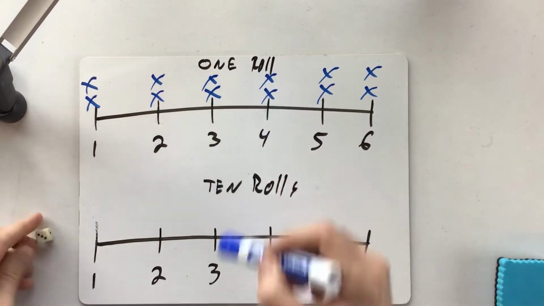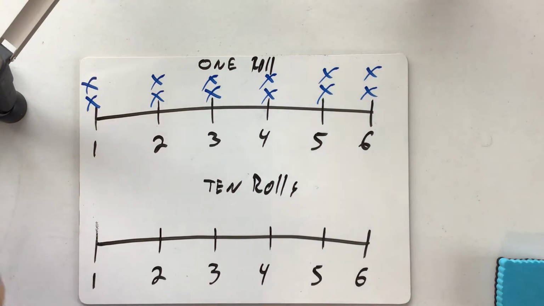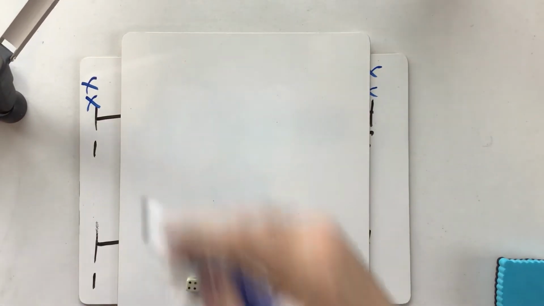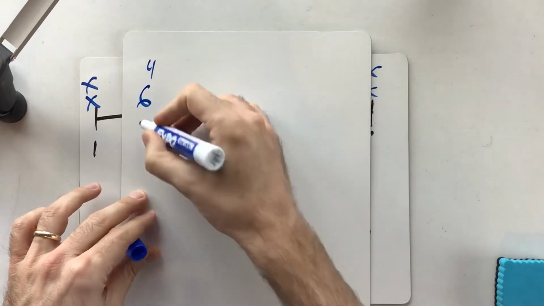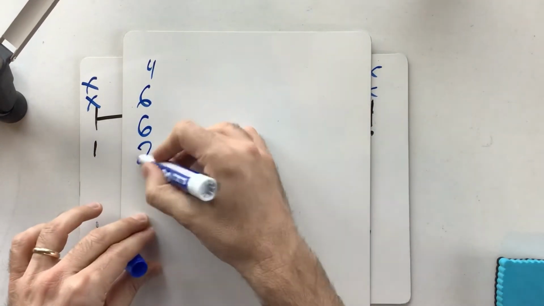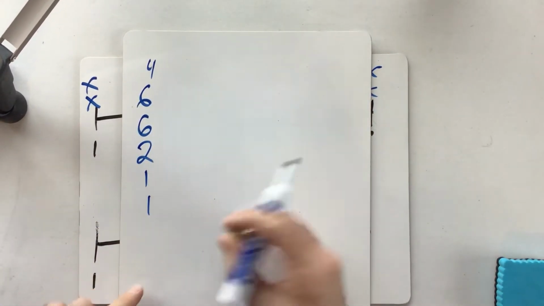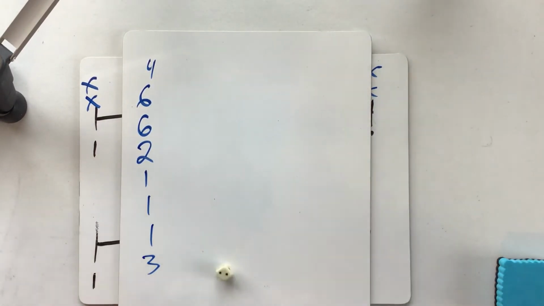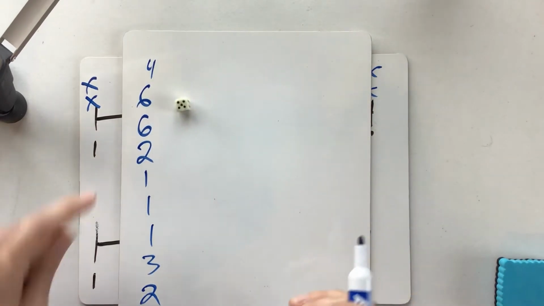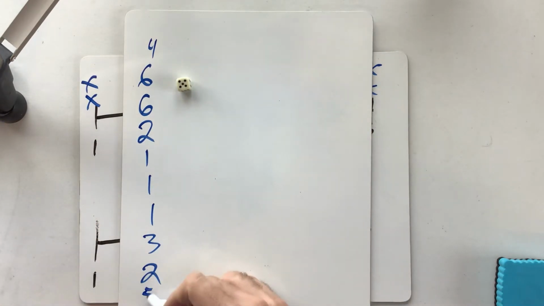Well, I'm going to compare these type of results to what happens if I roll the dice 10 times. And let's just do it once, just for the sake of us, and then see what happens. So I'm going to roll my dice 10 times. And so we get the number 4, 6, 6, 2, that was a 1, 1, 1. This dice likes a 1, doesn't it? 3, 2, let's see, we're at 1, 2, 3, 4, 5, 6, 7, 8, 9, and 5 is the last one.